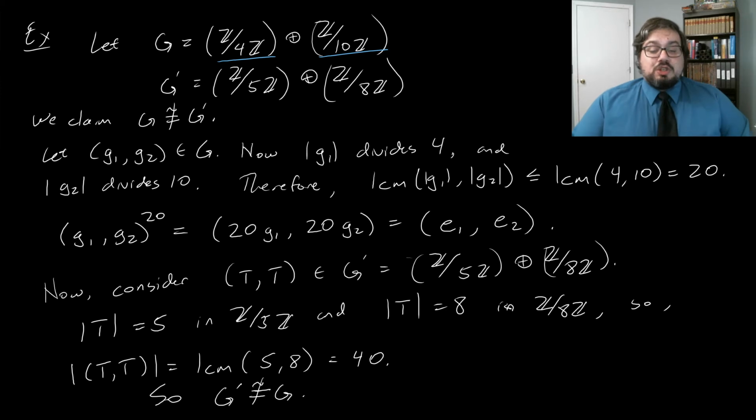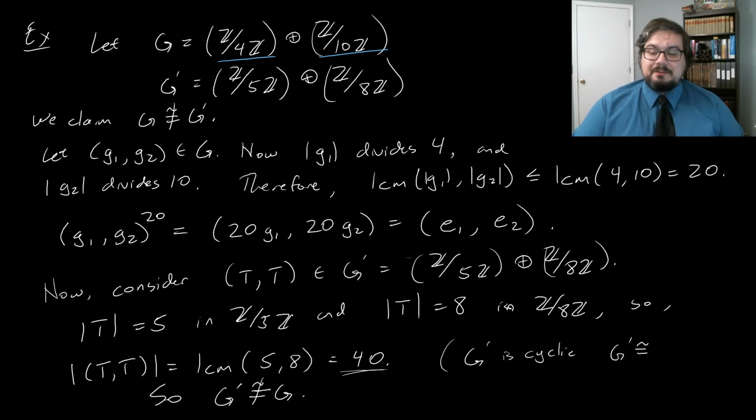Now, another thing this shows is that because the order of the element (1 bar, 1 bar) is the order of the group G prime, this tells us that G prime is cyclic with generator (1 bar, 1 bar). So G prime is in fact isomorphic to Z mod 40Z. So again, we have to ask, what's the difference here?